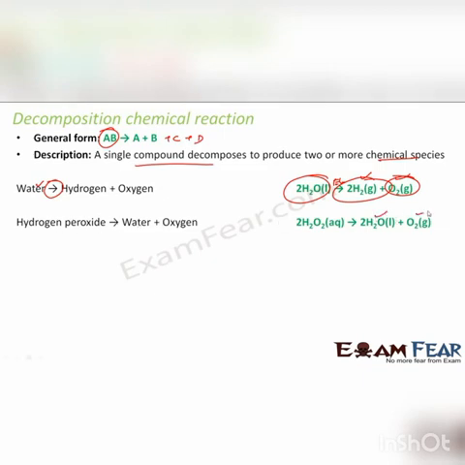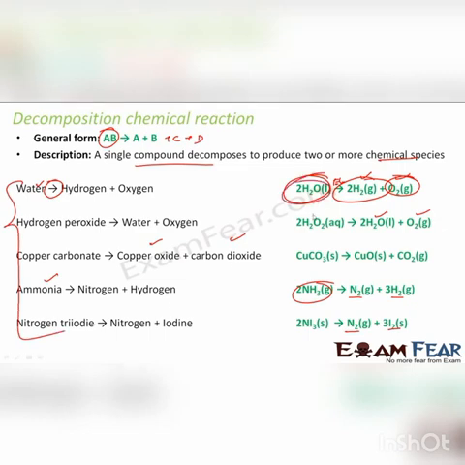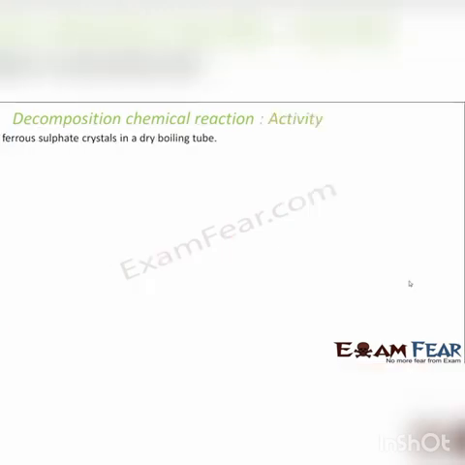Hydrogen peroxide is converted to water and oxygen when you pass something. We have copper carbonate, you heat it, and it becomes copper oxide and carbon dioxide. You have ammonia, you can convert this to nitrogen and hydrogen. So one compound into two small compounds. You have nitrogen triiodide, you can convert it into nitrogen and iodine. So these are the chemical reactions where the common thing is you have one big compound and it gets broken into smaller species. This is an example of a decomposition chemical reaction. Correct.